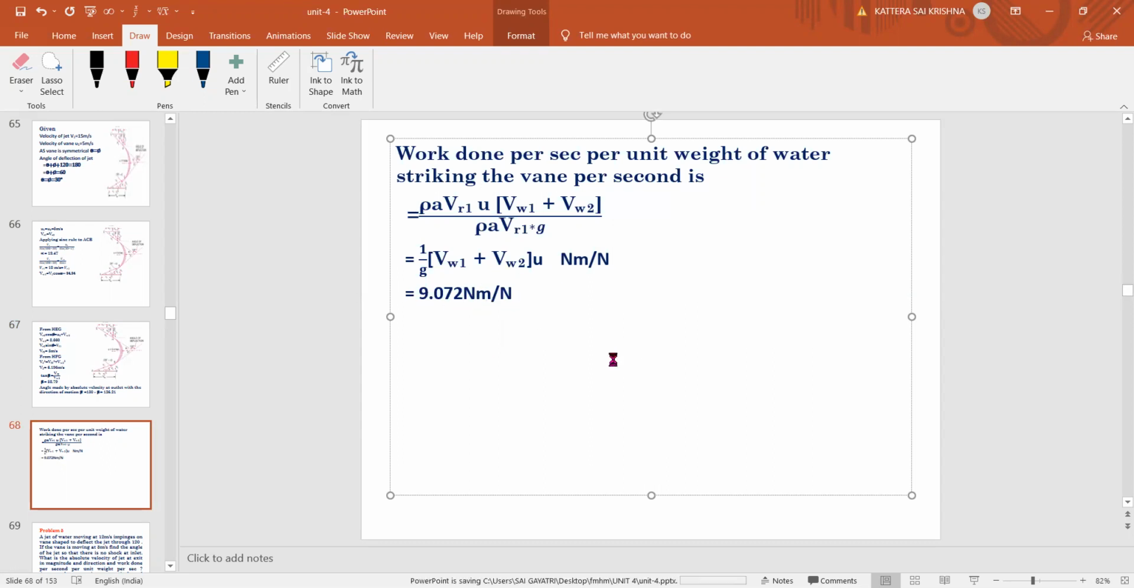Right, so 9.072. Remember here the units will be Newton meter per Newton. Okay. Work done per weight units. Work done is Newton meter per second actually, and here again weight per second. So second gets cancelled. So remaining will be Newton meter per Newton.